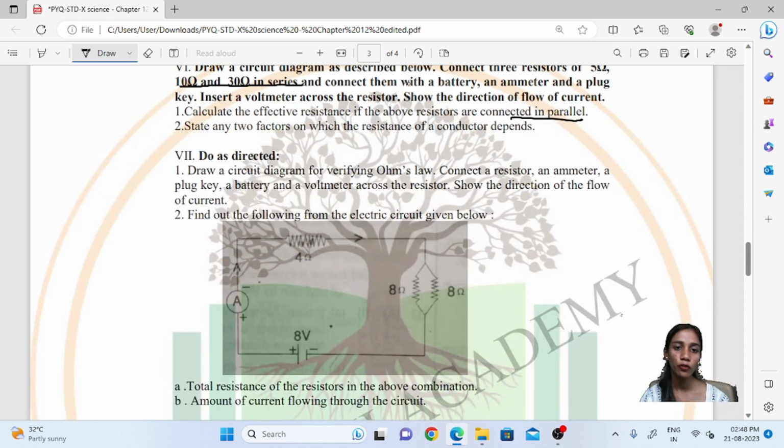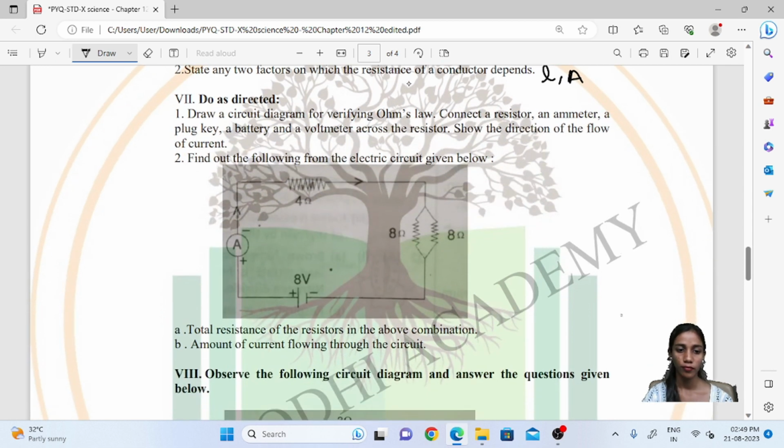Then, name two factors on which the resistance of the conductor depends. So the resistance of the conductor depends on the two factors we have just now discussed. First is the length and second is the area of the conductor. So now going on to the next one: draw a circuit for verifying Ohm's law. You have to draw a circuit diagram showing the ammeter, the voltmeter, connector, resistor, plug key, battery, and show the direction of the flow of the current.